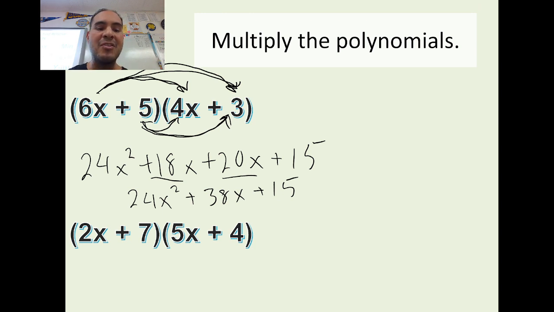I want you to try this next one and follow the steps that I just showed you. Multiply 2x plus 7 times 5x plus 4. Pause the video. Try it first before I show you. Moving on in 3, 2, and 1.